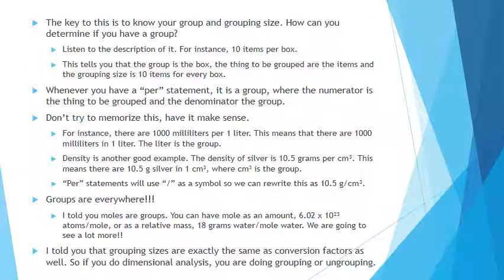The key is to know your group and grouping size. How can you determine if you have a group? You need to listen. For instance, here's a group: 10 items per box. This tells you that the group is a box, and the items are what's going to be grouped. The grouping size is 10 items per group.